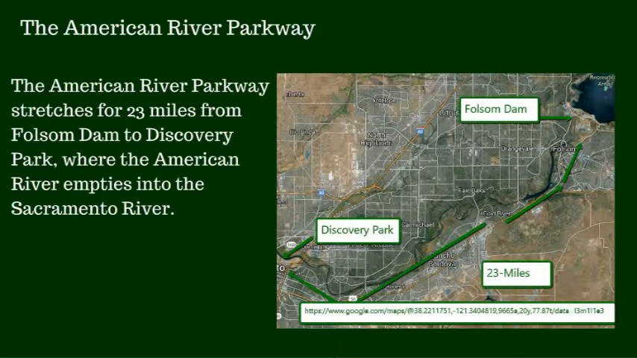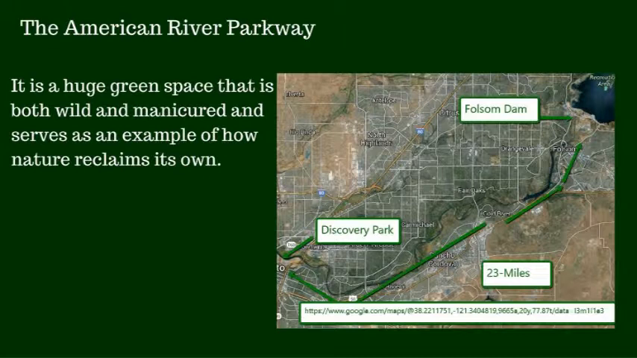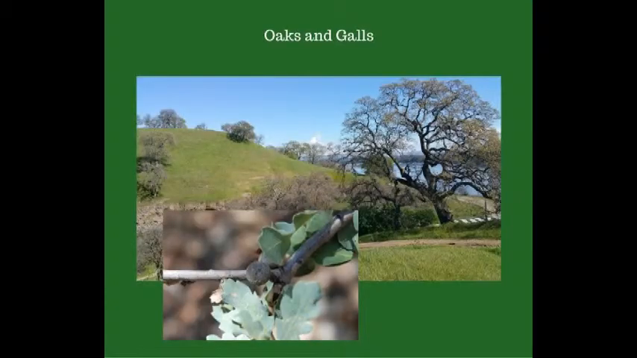The American River Parkway stretches for 23 miles. It spans both sides of the American River as it winds from the Folsom Dam through the city of Folsom, the city of Rancho Cordova, through Sacramento, where it empties into the Sacramento River.